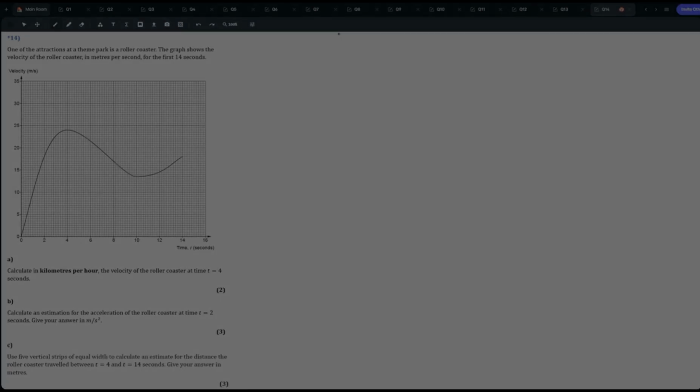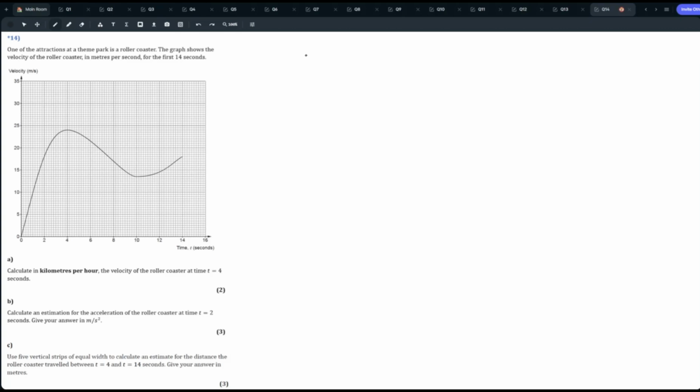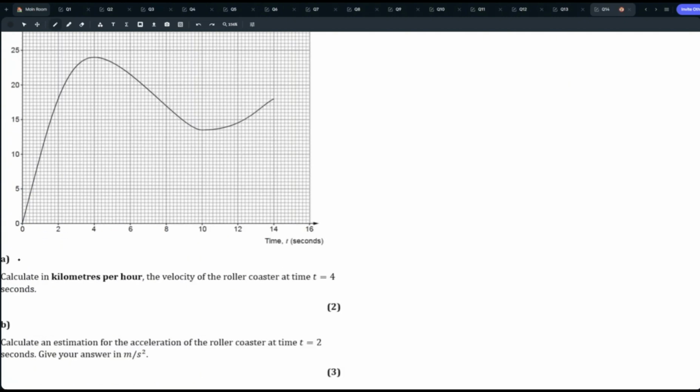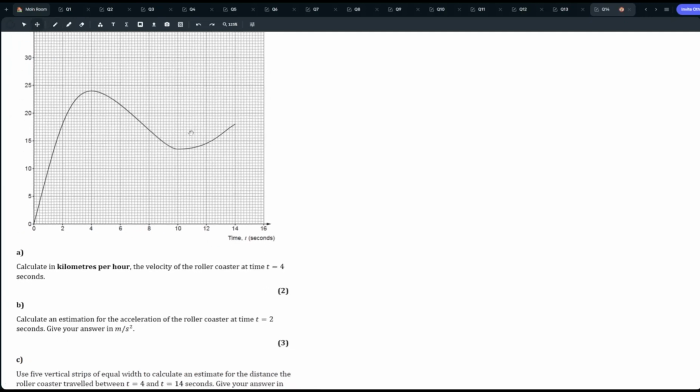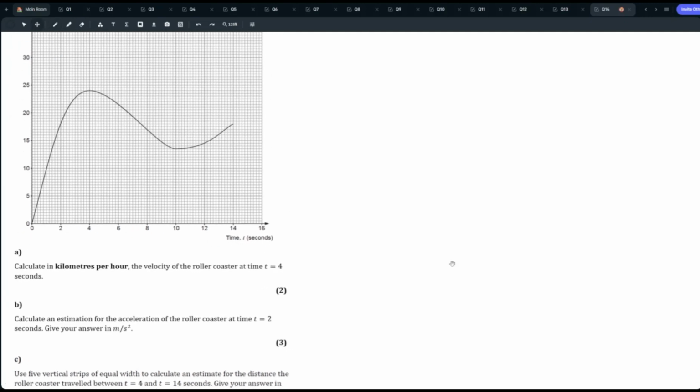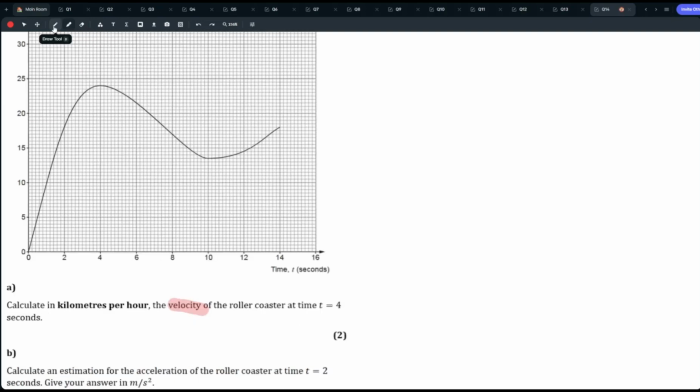That's done. Question 14, this is our last question. One of the attractions at a theme park is a roller coaster. The graph shows the velocity of the roller coaster in meters per second for the first 14 seconds. Okay, so just going to zoom in a bit further. Calculating kilometers per hour, the velocity of the roller coaster at time t equals 4. Well, all we need to do here is just go from t equals 4.